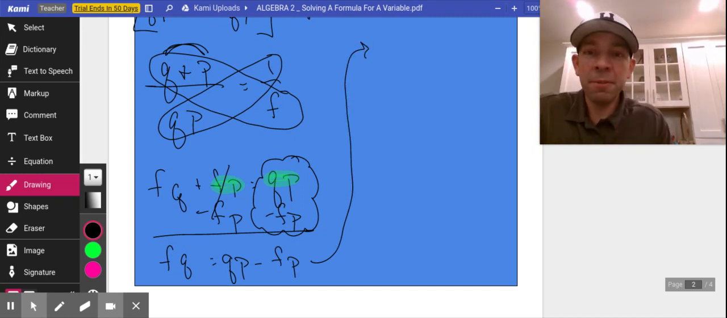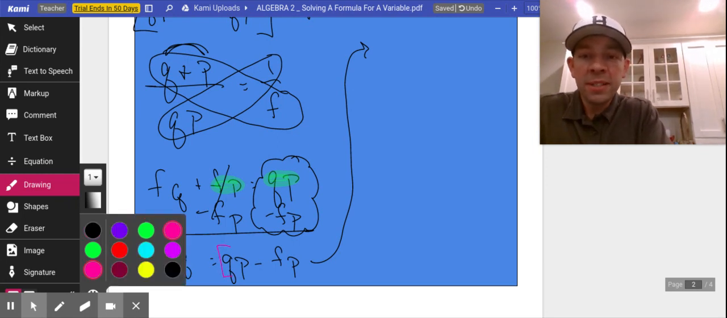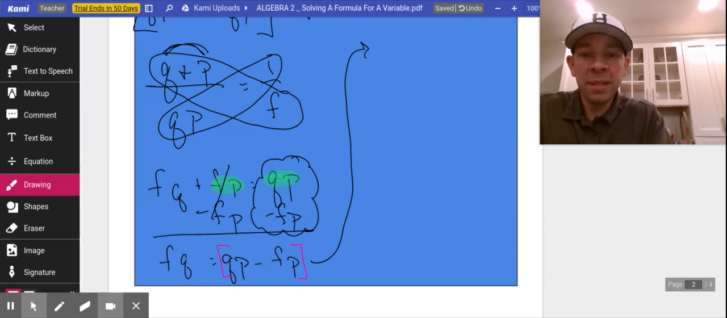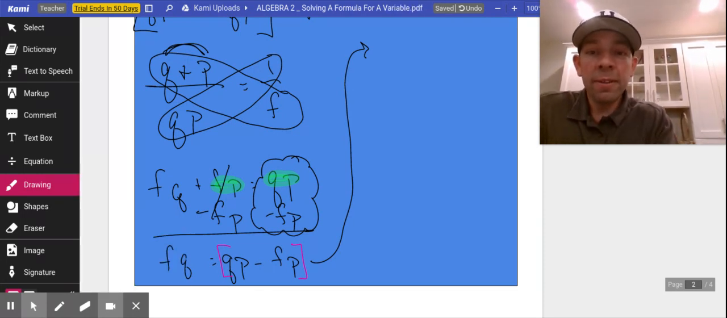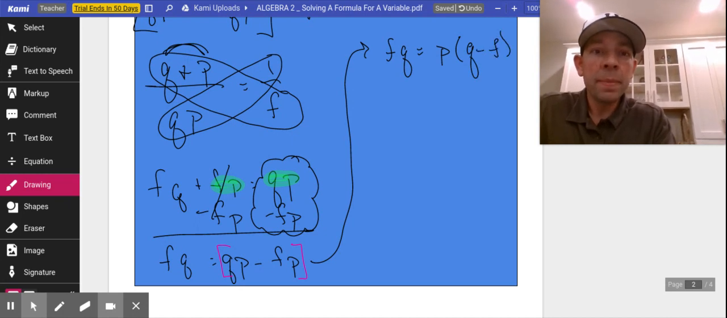Now, here comes the most pivotal step, probably the step that you want to star in your notebook and highlight. We are going to factor a GCF out of that side right there. And our GCF happens to be none other than the variable p. So on the left side, we'll go fq still, and then we're going to factor out that GCF, leaving me with q minus f. And the last thing to do is to divide by the quantity q minus f.